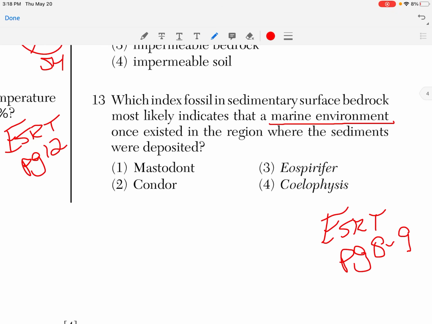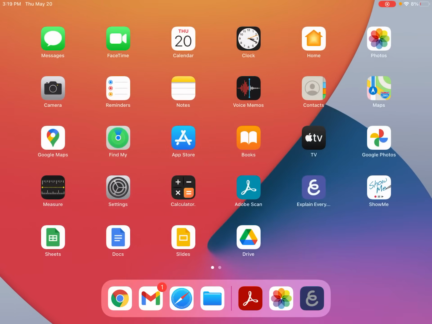Now, if you just kind of think about some of these, you might already know that a condor is a bird. It's not going to live underwater, so you can immediately eliminate that. You might also know that a mastodont is like a woolly mammoth. That lived on land. That's not underwater. So you can almost get rid of those two immediately. Now, these other two you might not be sure about. So you might want to look on your reference table on page 8 and 9 just to see what they look like. So Eosporifer and Colephysis. So I'm going to look for those names on my reference table.